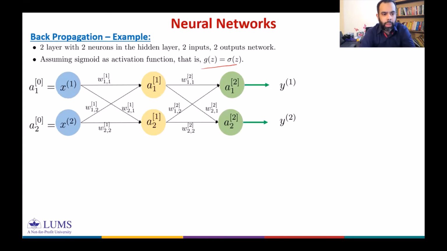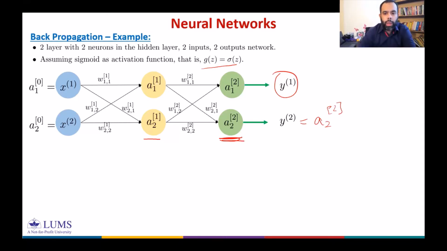We have two inputs, x1, x2, which are a_1^0, a_2^0, and then we have these weights, layer 1, layer 2. So one hidden layer. This is the output layer. And a_1^2 is equal to y1, and because a_2^2 corresponds to the output of the second node in the second layer, and this is the output layer, therefore y2 is equal to a_2^2, right?